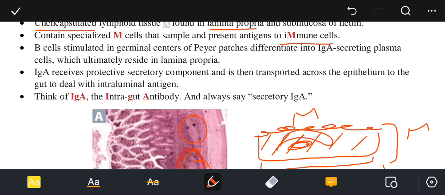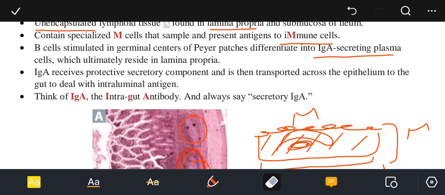The B cells are stimulated in the germinal center. The B cells stimulated in germinal centers of the Peyer patches differentiate into IgA secreting plasma cells, which ultimately reside in the lamina propria. Why IgA? Because you know that IgA is the antibody of the mucosal membranes and it provides the mucosal defense mechanism, and that IgA is ultimately going to be secreted by the B cells which are present in the germinal center of the Peyer patches after they are exposed to the antigens which are presented by the M cells.